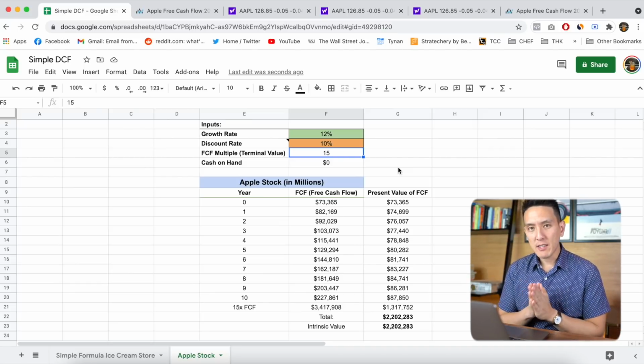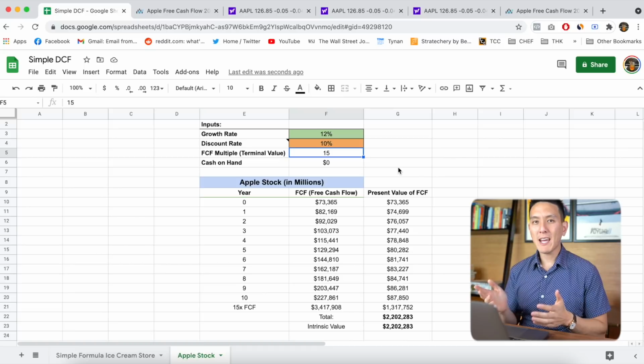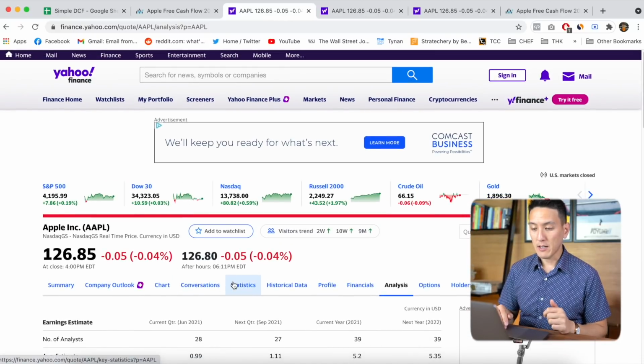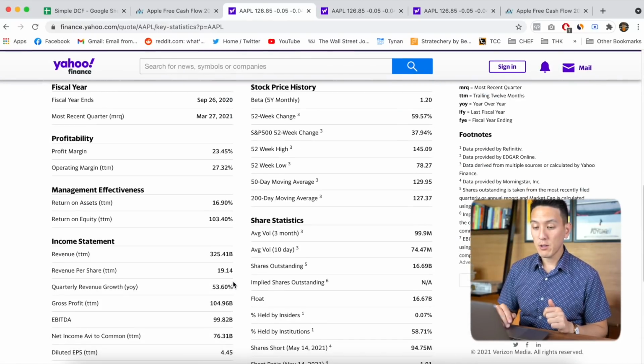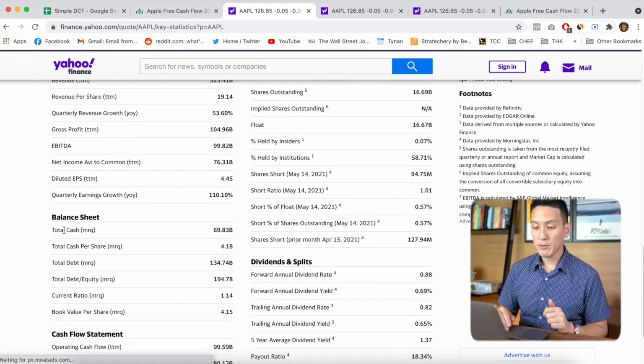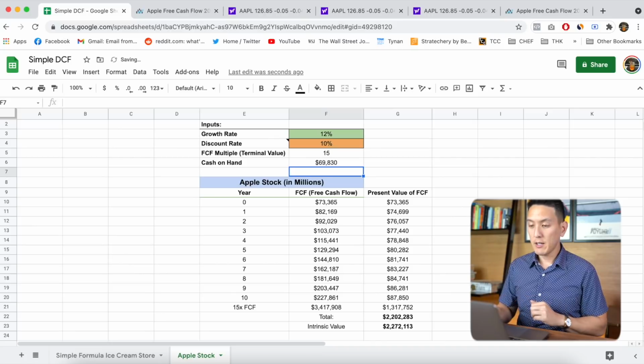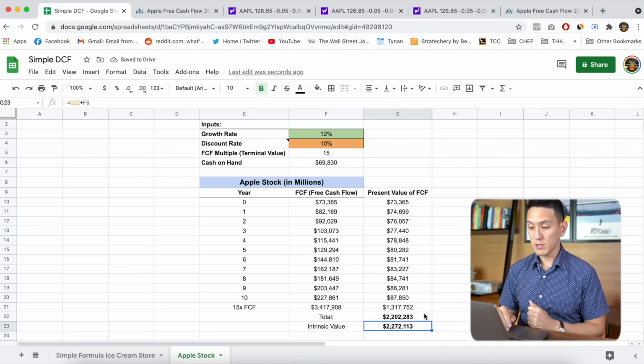Now for cash on hand, this I didn't cover in the initial example, but you want to add back any cash that's on hand to the intrinsic value figure, because that can be pretty significant, especially in the case of Apple. To look up cash on hand, we go back to Yahoo Finance and click on statistics. If we scroll all the way down, we find on their balance sheet that for total cash, they have $69.83 billion. So for cash on hand, I'll put 69,830, and hopefully that added to the intrinsic value, which I believe it did.